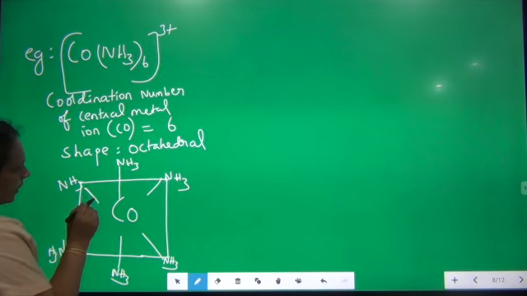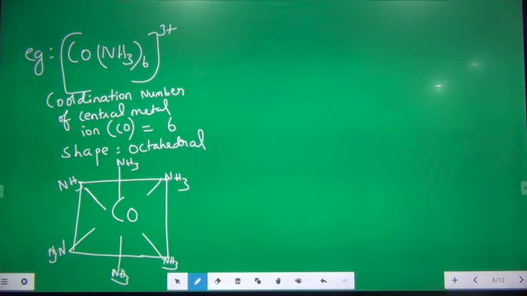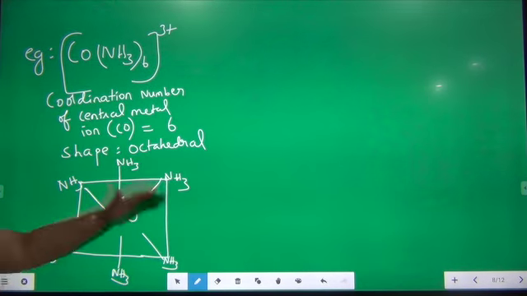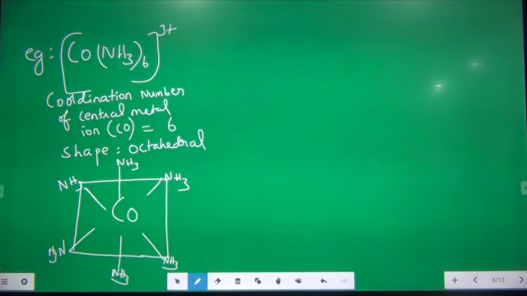So here is the complex where cobalt is the central metal ion and all the 6 corners are occupied by ammonia molecules, so it has the octahedral shape. The secondary valencies bound to the central metal ion give the definite geometry related to the coordination number. As the coordination number of the central metal ion is 6, it has octahedral geometry.